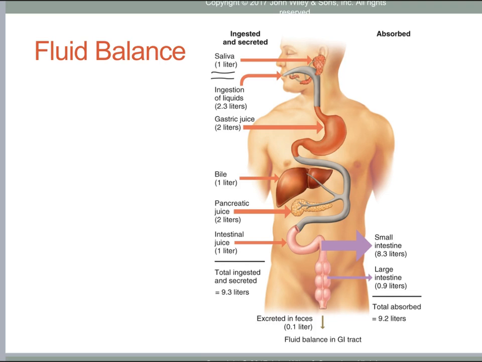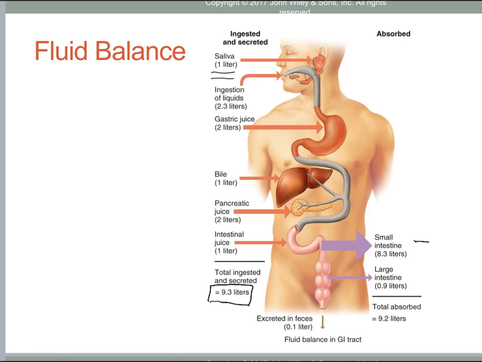Ingestion, we ingest about 2.3 liters of liquid. Our stomach produces about 2 liters of gastric juice a day. The liver and gallbladder are secreting about 1 liter of bile a day. The pancreas is contributing another 2 liters of pancreatic juices. The intestines are going to be secreting about 1 liter worth of enzymes as well, which gives us a total ingested and secreted volume of about 9.3 liters.